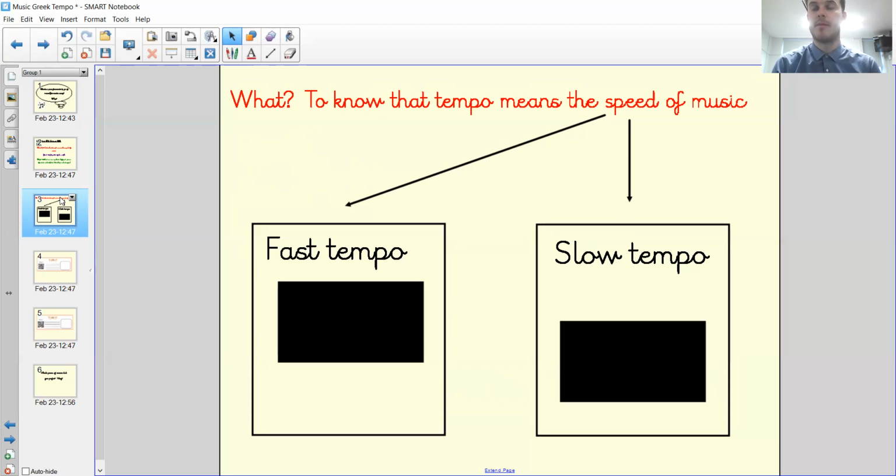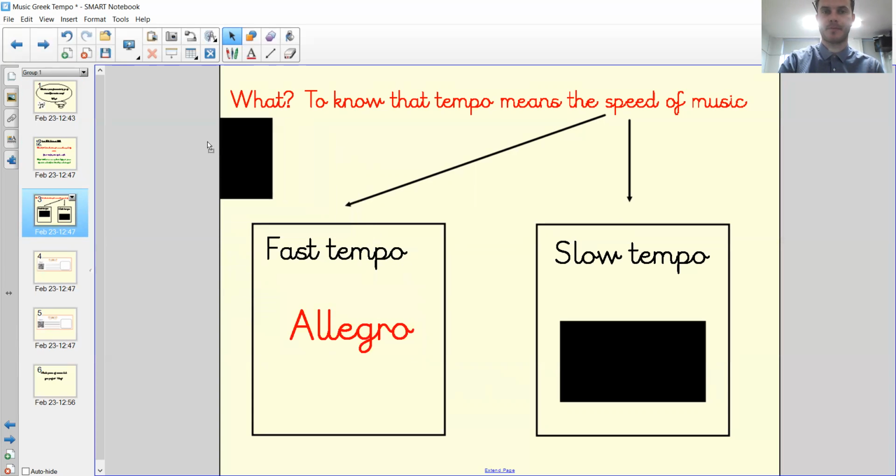So we're not going to use the term fast or slow tempo. We are going to use subject-specific language. So I'm going to teach you some new vocabulary. Now, these words have an Italian origin, so they are quite difficult. They might sound a bit unusual to you. If we think of music is really, really fast, the tempo is really, really fast, we are going to say that it is allegro. My turn. Allegro. Your turn. Brilliant. Allegro means the music is really, really fast, and we're going to listen to some in a minute.